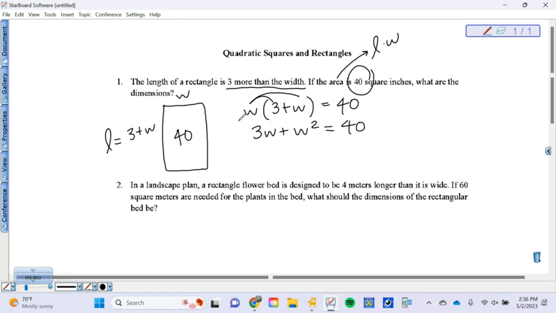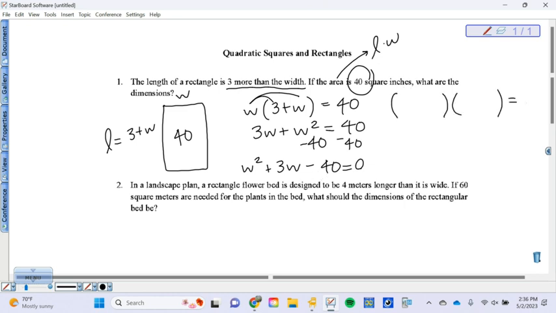This is sort of like a quadratic. I'm getting close, but doesn't a quadratic have to equal 0 in order for me to solve it? So minus 40, minus 40, minus 40. And I'm just going to rearrange this so my squared comes first. So I've got W squared plus 3W minus 40 equals 0. Is that standard form or factored form? Standard. So I'm going to change that to factored form.